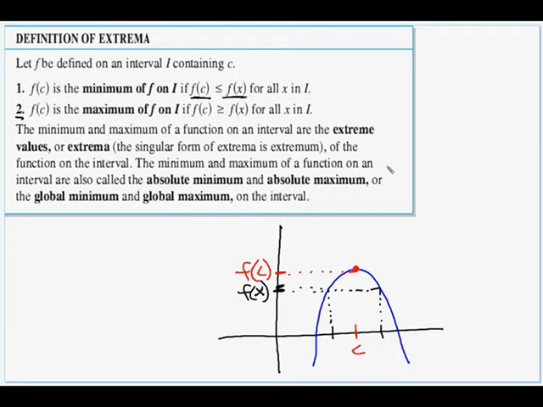So the min and max of a function on some interval are also called the absolute min or the absolute max. Or other books might call it the global min or the global max. Those are just the most extreme high and extreme low values that this function will take on a given interval.